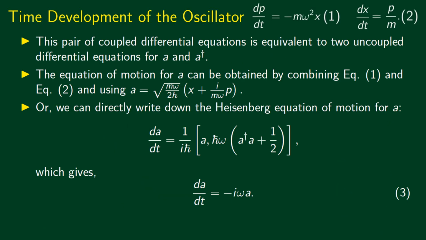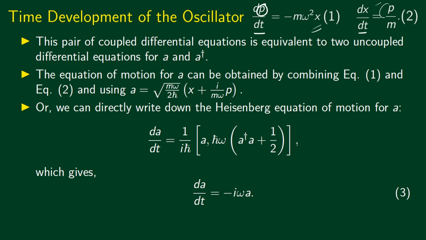The Heisenberg equations of motion for p and x form a pair of coupled differential equations, because the differential equation for p involves an x and the differential equation for x involves a p. But if we move on to the differential equations satisfied by a and a dagger, we'll see that they form a pair of uncoupled differential equations which are easier to solve.